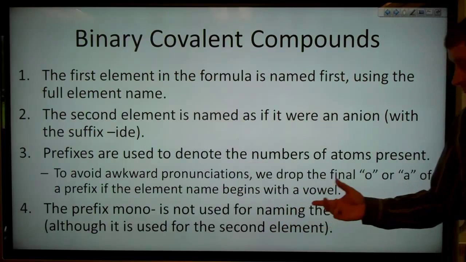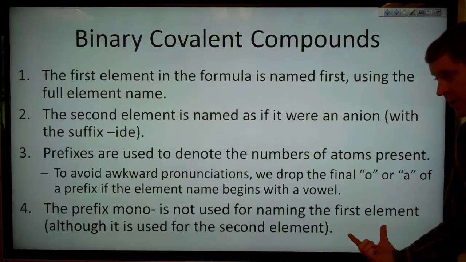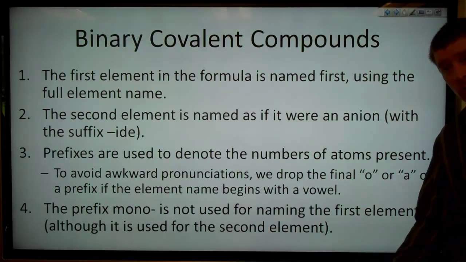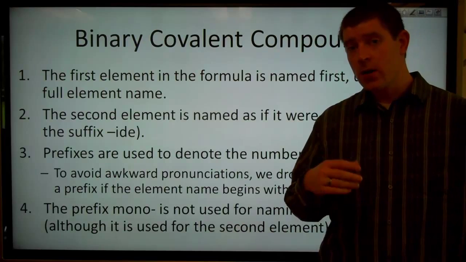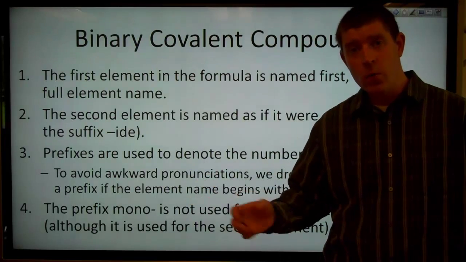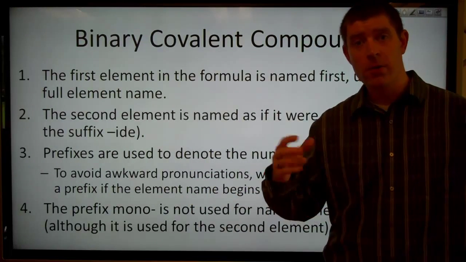The prefix mono is also not used for naming the first element, although it is used for the second element. So if we have something like CO, we would label that carbon monoxide. We wouldn't say monocarbon monooxide.